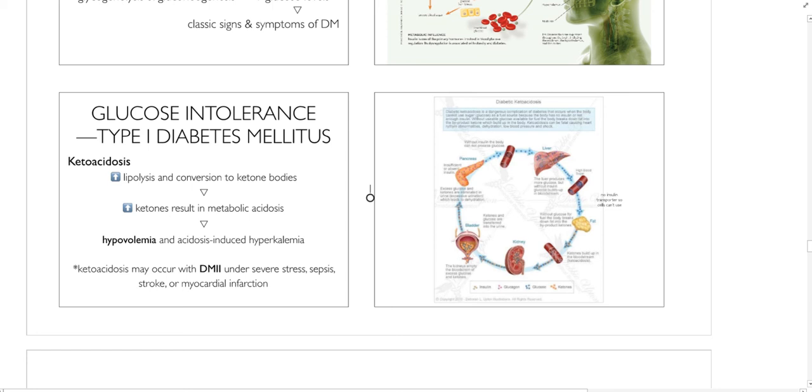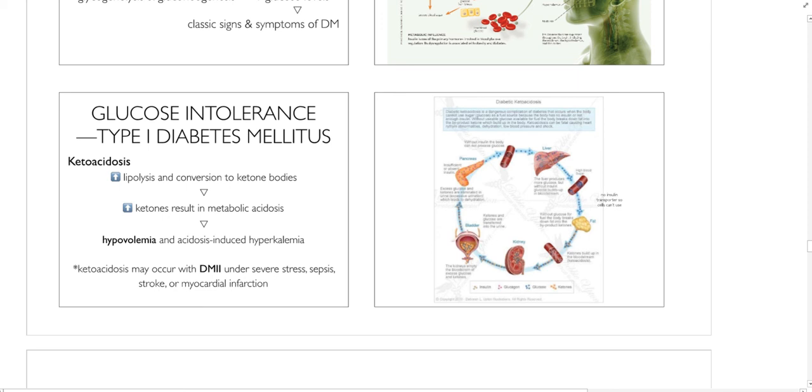So ketoacidosis is going to be one of our main emergencies. This and hypoglycemia are two of our main emergencies with type 1 diabetes. With ketoacidosis, the body, after a period of time, is going to resort to lipolysis, which is the breakdown of fats for energy instead of carbohydrates, and it's going to convert them to ketone bodies as energy sources. Ketone bodies are very acidic, and so we're going to end up with metabolic acidosis.